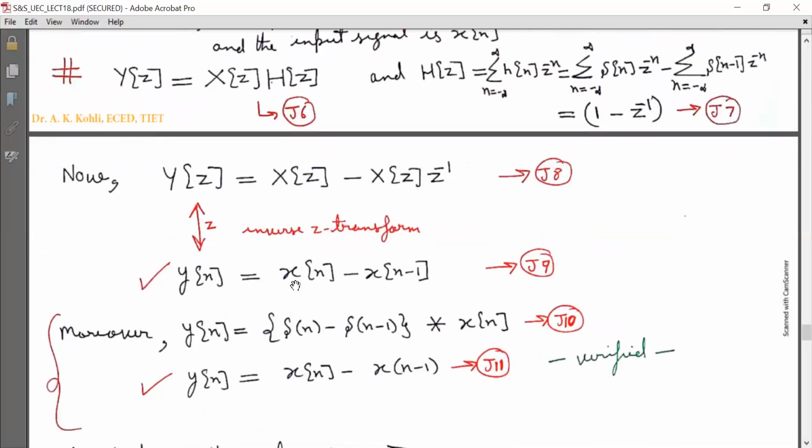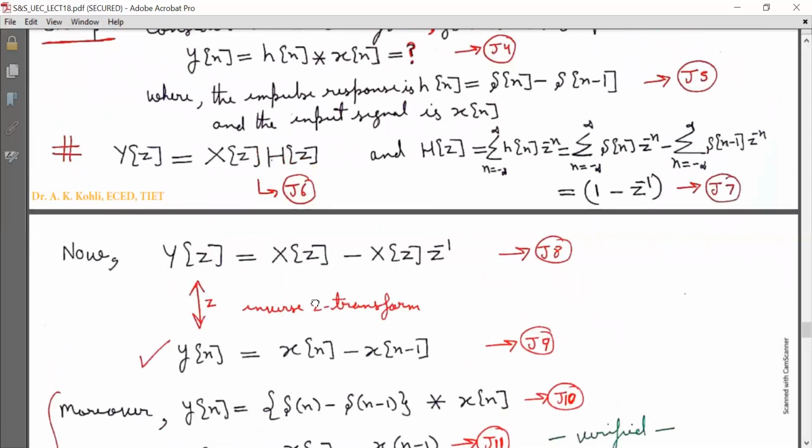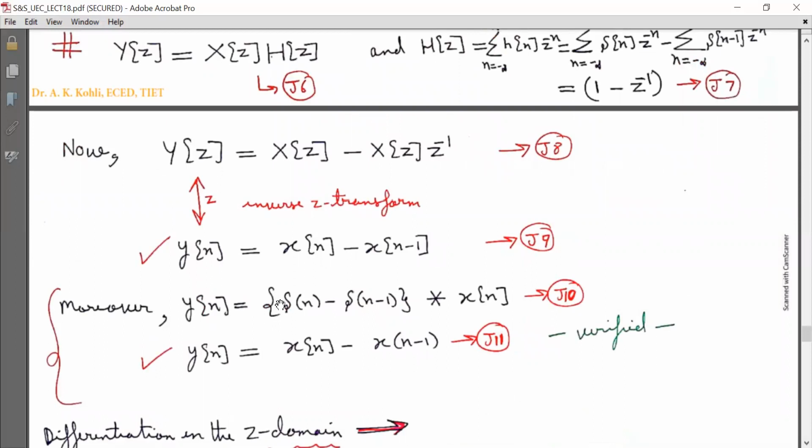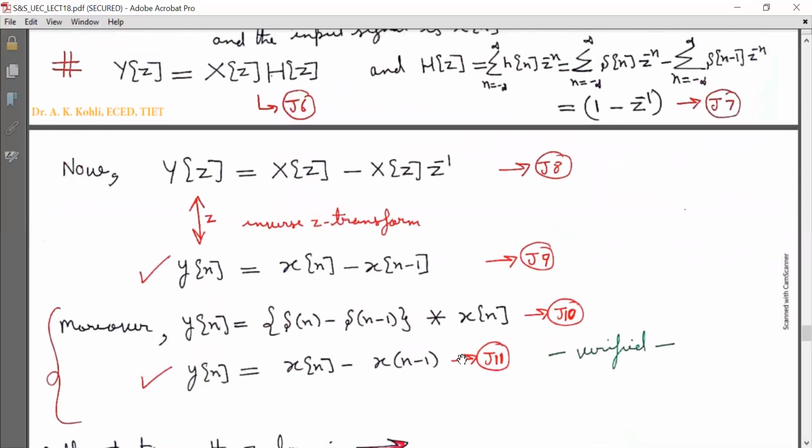Now we will verify the result by directly applying the linear convolution. So y(n) is equal to the bracket delta(n) minus delta(n minus 1) linearly convolved with x(n), and I will get y(n) equal to x(n) minus x(n minus 1). So look at this, both are equal. Therefore, you can directly calculate the linear convolution, or you can calculate the output through the Z transform approach. The answer will be the same.